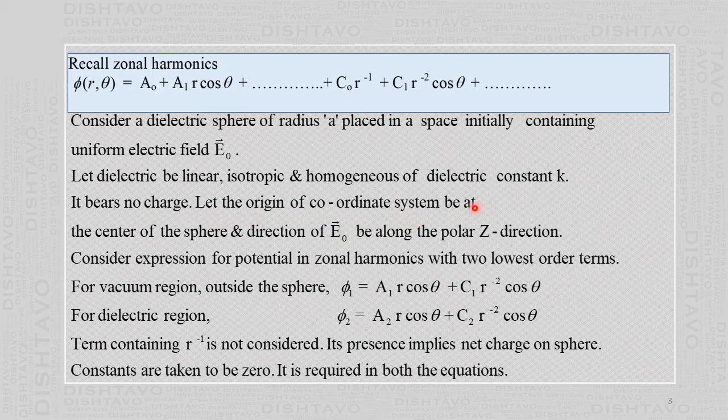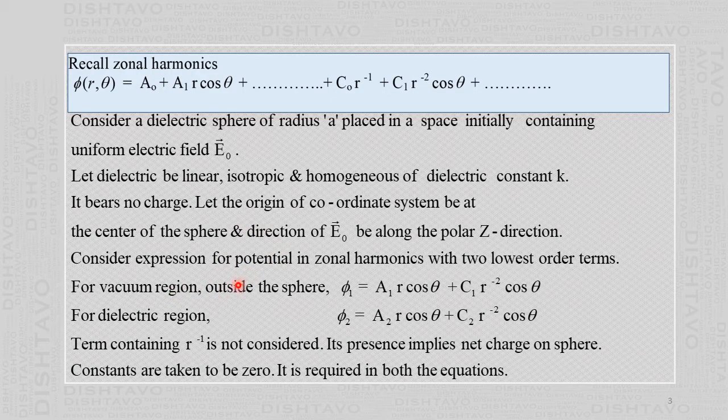Then the origin of the coordinate system, we are choosing the origin at the center of the sphere and the direction of the electric field along the z axis. Now let us consider this expression for the potential in the zonal harmonic with the two lowest order terms, because other higher terms will become 0. We will not go into detail of that. Then see, there is a sphere, so a dielectric is there, but outside the sphere a dielectric is not there, so it is a vacuum. So inside that spherical region of radius A, it is a dielectric medium.